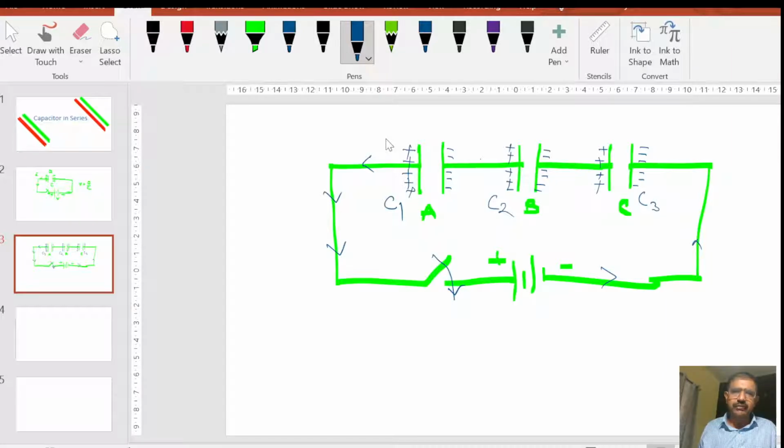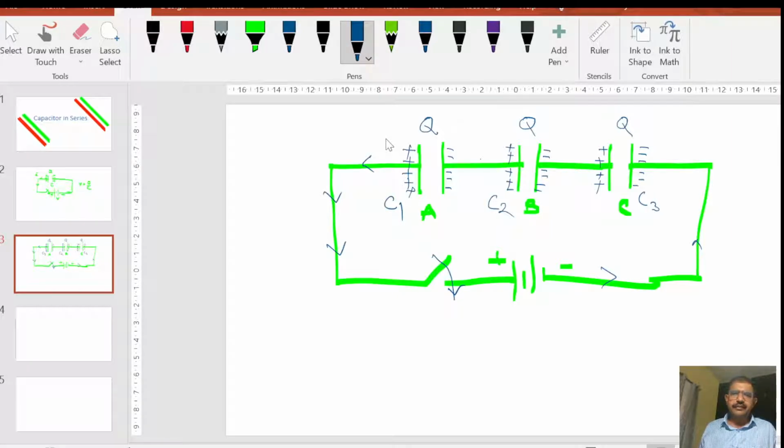If capacitor A acquires a charge Q, then definitely the equal amount will appear on this capacitor also, and an equal amount will appear here also. Why does it happen? Because initially this becomes positive, then this will become negative. The negative charge comes from this side, because this plate attracts electrons from there, so an equal amount of positive charge will appear here. That is the important thing which you have to understand.